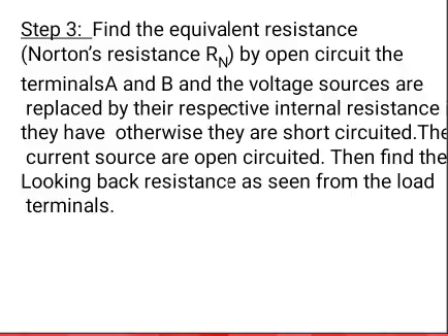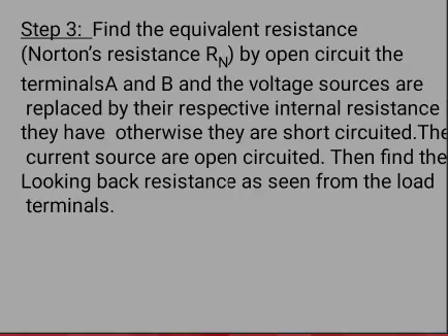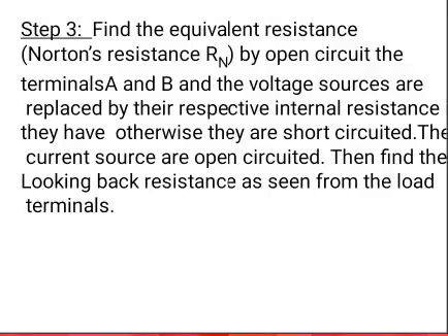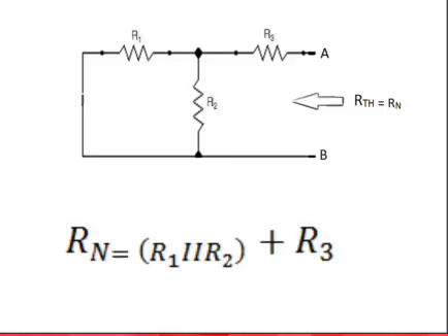Step 3. Find the equivalent resistance. That means Norton's resistance. Open circuit the terminals A and B, and the voltage sources are replaced by their respective internal resistance, otherwise they are short circuited. The current sources are open circuited. Then find the looking back resistance as seen from the load terminals. To find the Norton's resistance, Rn equals R1 parallel R2 plus R3.